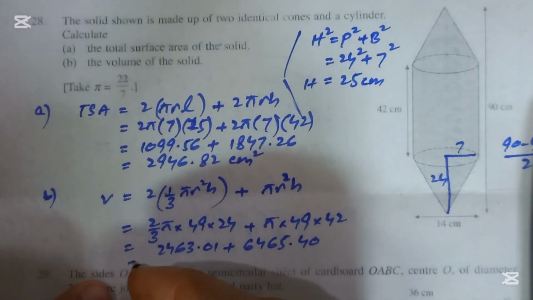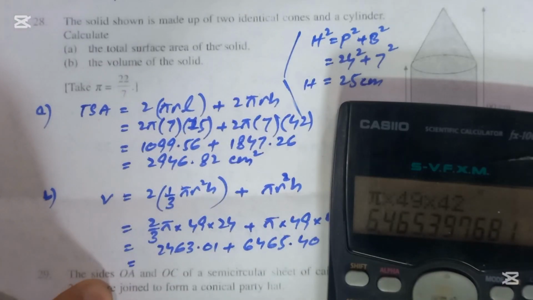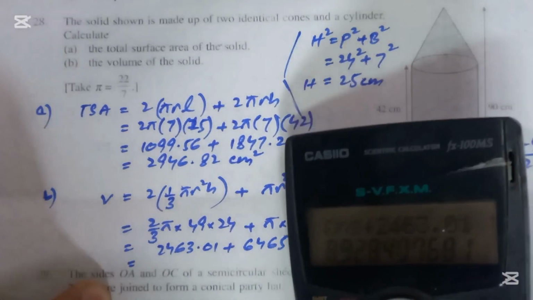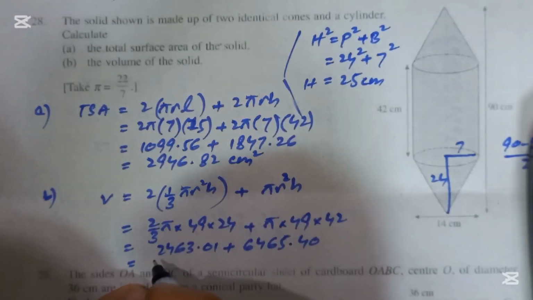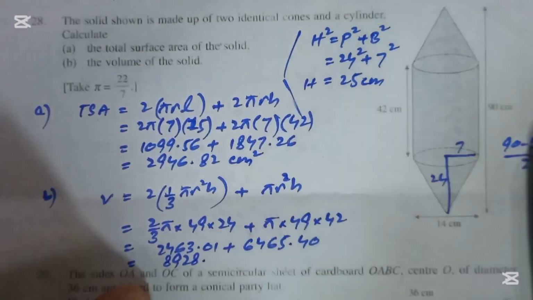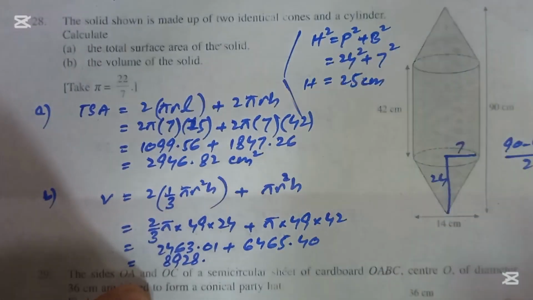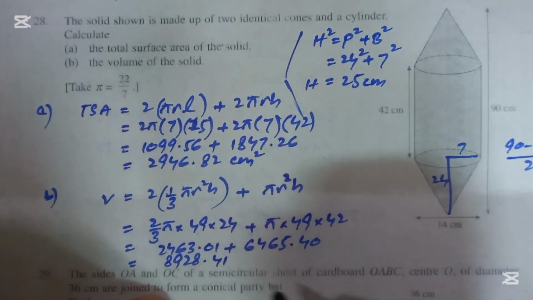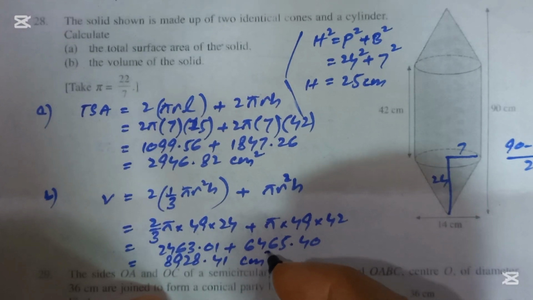Now add these two values. Plus 2463.01. Answer is 8928.41. This is volume, so unit will be centimeter cube.